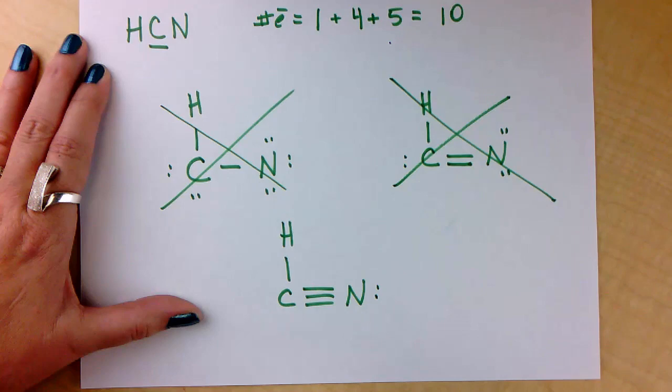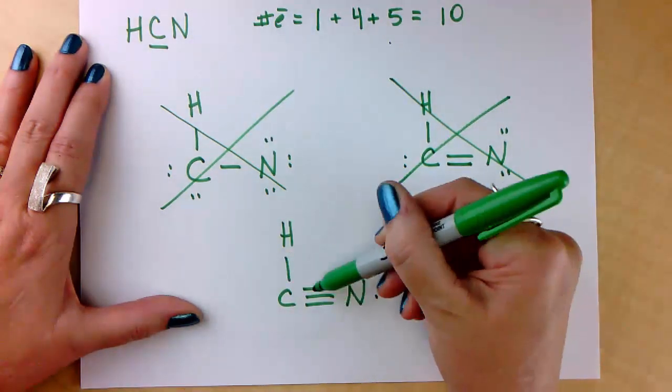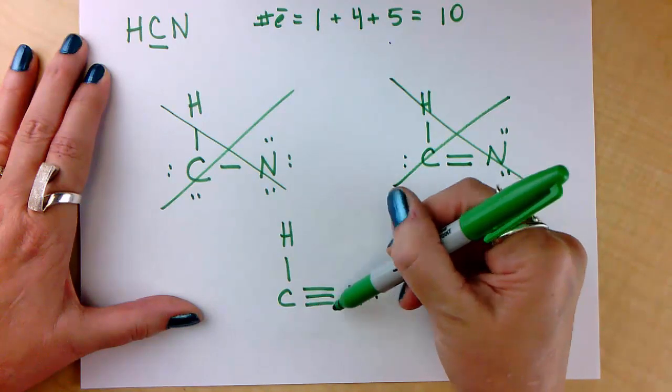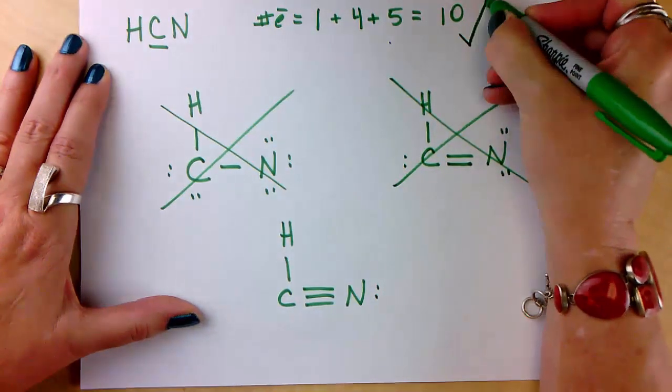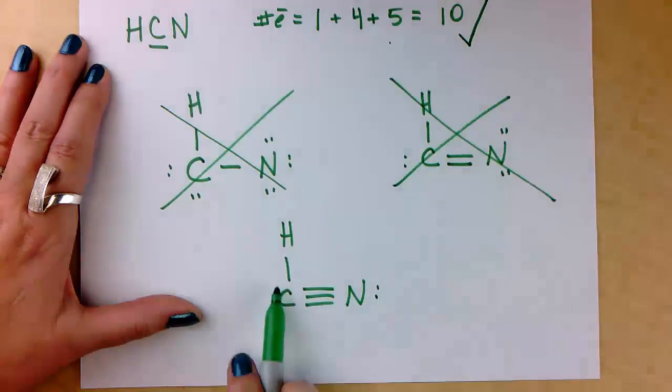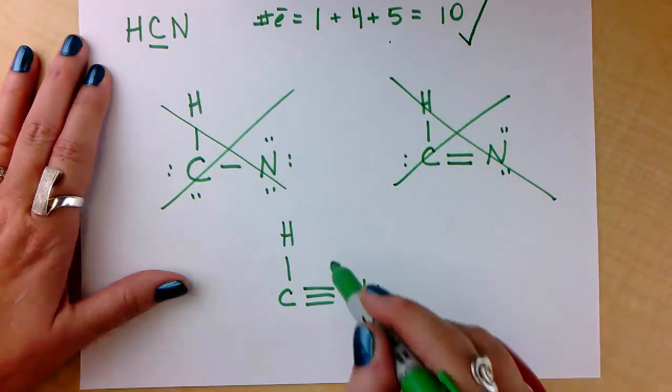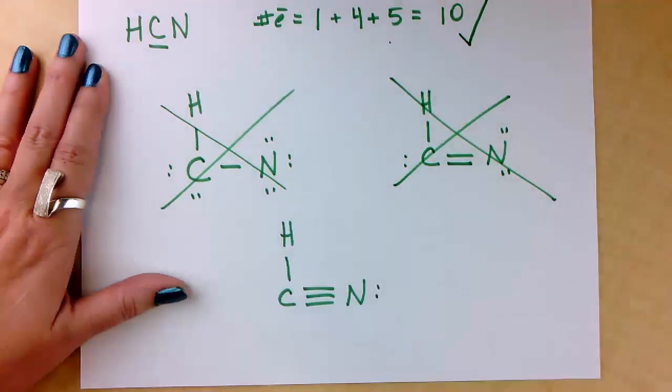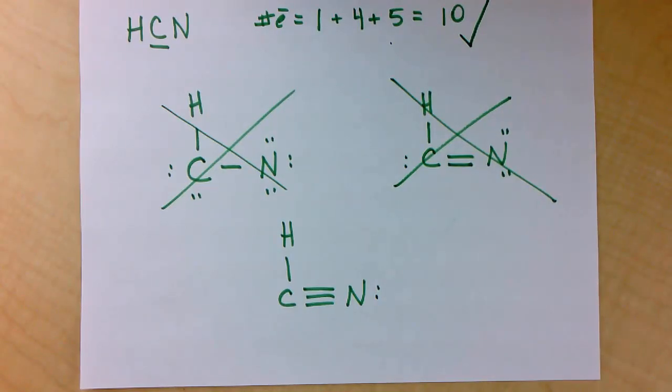Let's check one more time for total electrons: 1, 2, 3, 4, 5, 6, 7, 8, 9, 10. Yes, 10. It was a single-triple combination that worked. This is our correct Lewis dot structure for HCN.